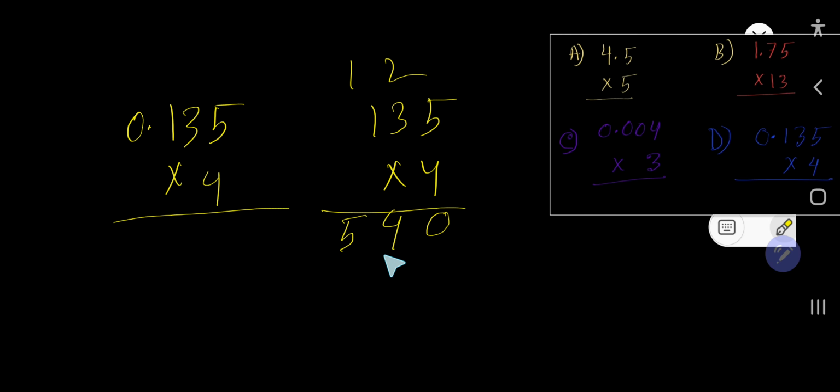So 540, and after the decimal we have 3 digits, so 1 digit, 2 digit, 3 digit, so you have to place the decimal here, right? So 0.540 is the result, and before the decimal you can write 0 to show that this number is less than 1. I hope you have understood how to multiply decimals with whole numbers.